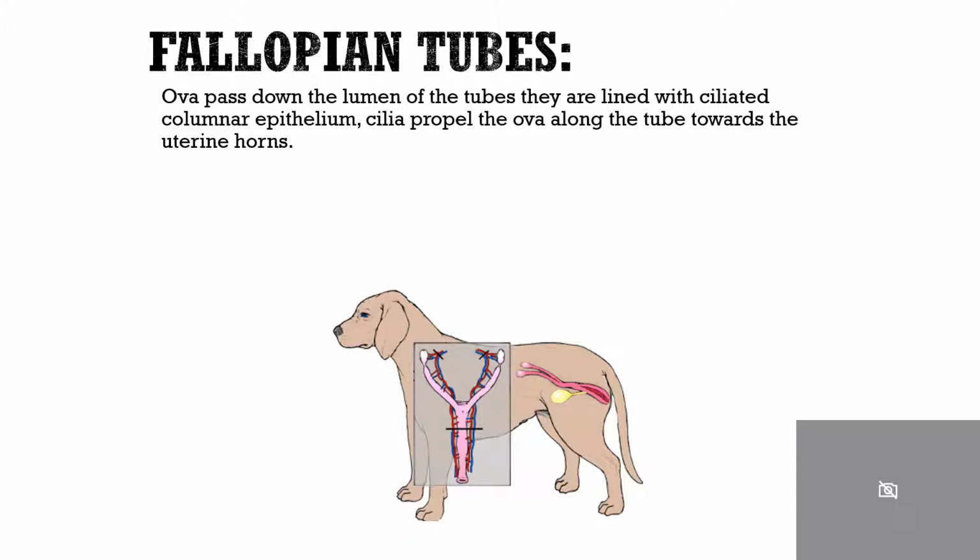The fallopian tubes. The ova pass down the lumen of the tubes. They are lined with ciliated columnar epithelium, and the cilia help to propel the ova along the tube towards the uterine horns.